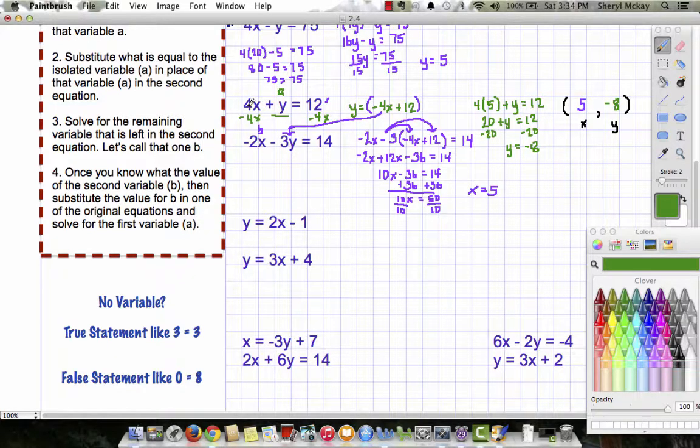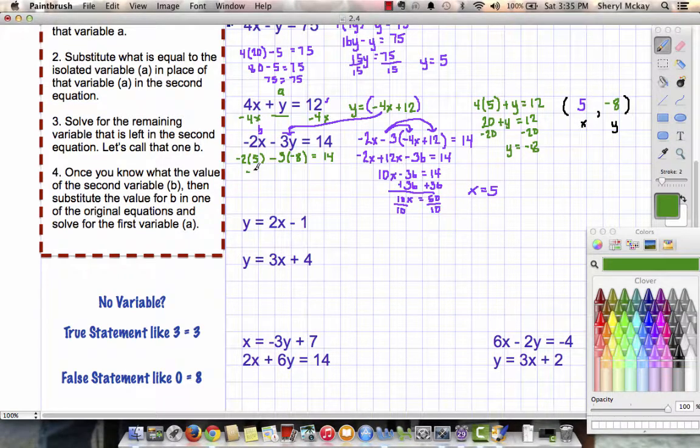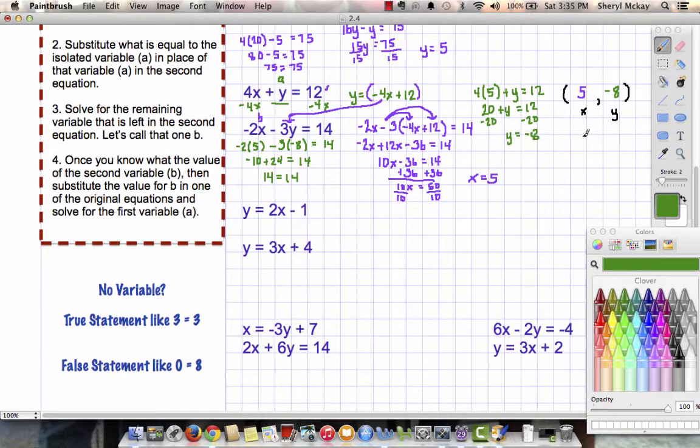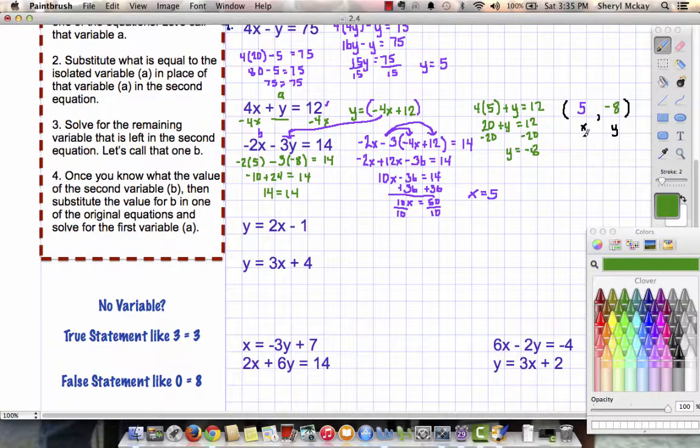Well, I've already done this first one, but we'll just do it really quickly in our heads. 4 times 5 is 20, plus y, which happens to be a negative 8. 20 plus negative 8 equals positive 12. Works. Let's do this second one and see if it works on this one. Negative 2 times 5 minus 3 times negative 8 equals 14. All right, negative 2 times 5 is a negative 10. Negative 3 times a negative 8 is a positive 24. It should equal 14. Let's see if it does. Negative 10 plus 24 is positive 14. 14 equals 14. So there you go. We've got a solution. It worked in both of them. So the solution to this system of equations is 5, negative 8.